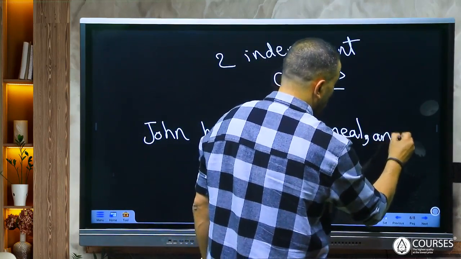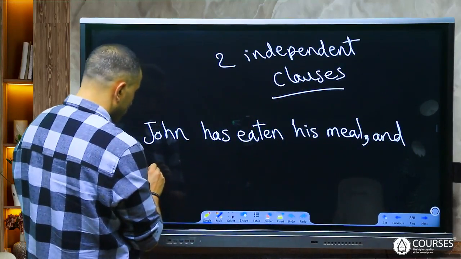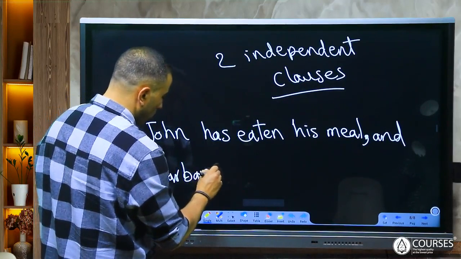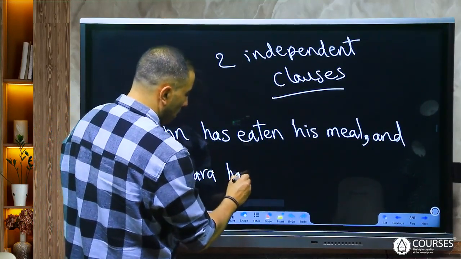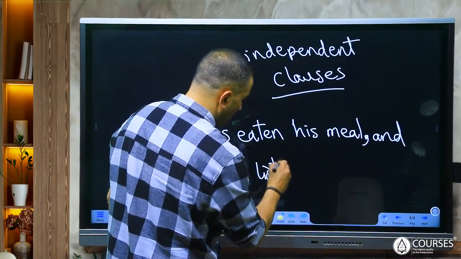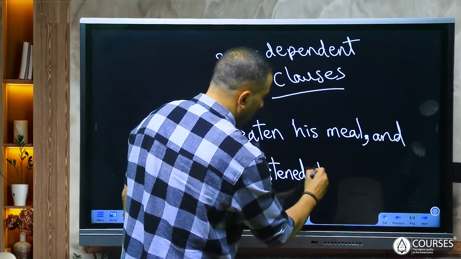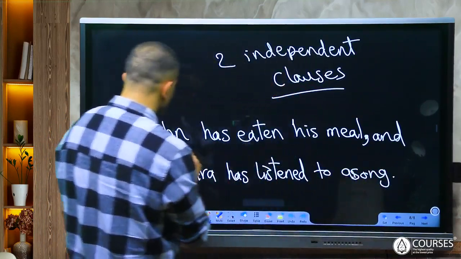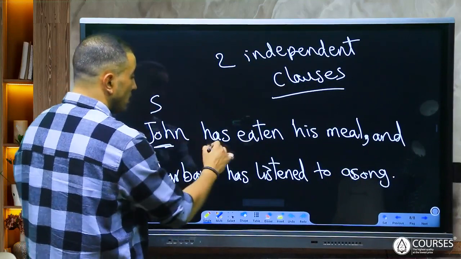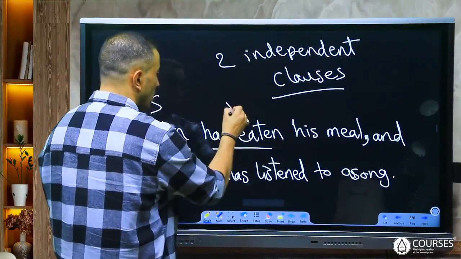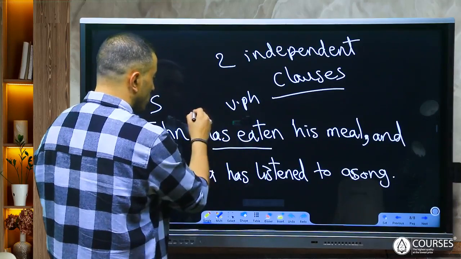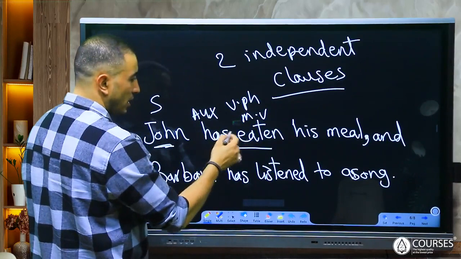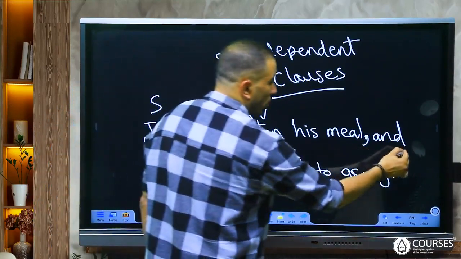and Barbara has listened to a song. John is the first subject. Has eaten is the verb phrase. Verb phrase consists of auxiliary verb plus the main verb. John has eaten his meal, and the conjunction.